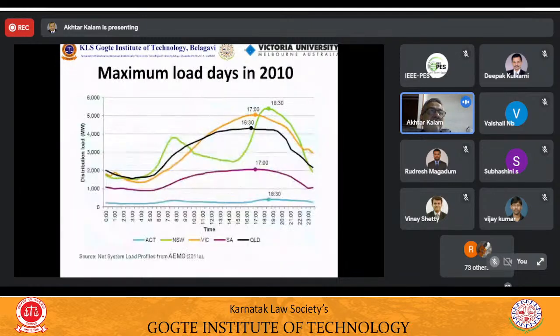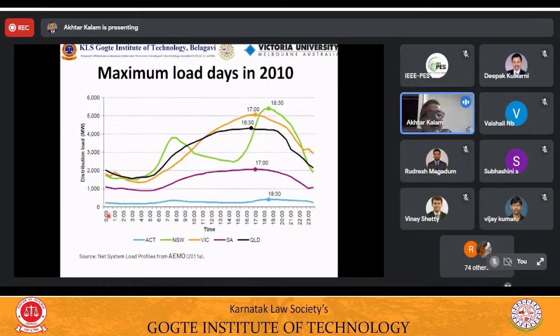Now look at the maximum load in 2010 in different parts of the country. I've got five of the states: ACT, New South Wales, Victoria, South Australia, and Queensland. It varied between 4:30 in the evening to about 6:30 in the evening. So the loads are different, right? And this is the maximum load. When the load comes down at night time, this is when you have enough opportunity to charge your electric vehicle.